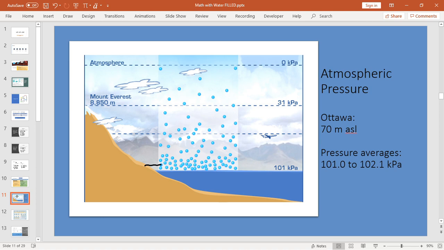And as we move higher, you'll see that at the top of Mount Everest, you only have 31 kilopascals of atmospheric pressure. So that is a big difference. And that is very, very noticeable. And then when you get to the top of the atmosphere, when you're moving into the vacuum of space, you have 0 kilopascals because you're coming outside of the atmosphere. So there is no atmospheric pressure anymore.